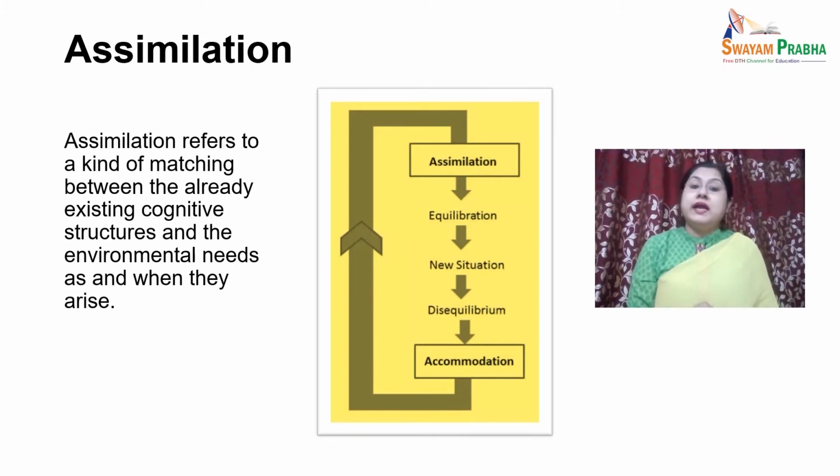Assimilation refers to a kind of matching between the already existing cognitive structures and the environmental needs as they arise. In a situation where a 6 months old infant is given a new toy, it is likely to respond by putting the toy in his or her mouth. So the first thing which this child will do is put this toy into his or her mouth. So this is assimilation, as what the child did was to assimilate, incorporate, or fit ideas about the new toy into already existing cognitive structures about old toys.